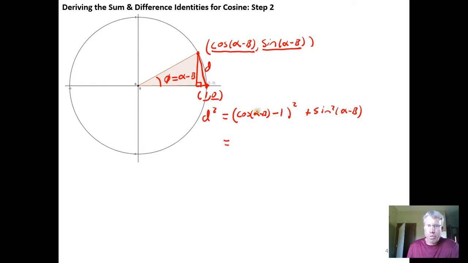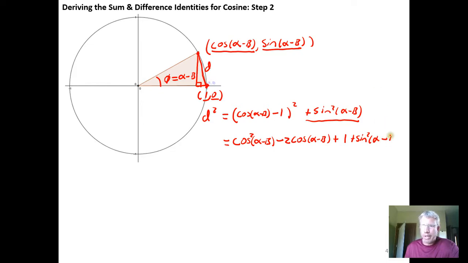And just like before, we're going to square this out and simplify a little bit. So I'm going to get cosine of alpha minus beta times itself, so it'll be squared, minus 1 times the cosine of alpha minus beta will happen 2 times, so we'll get 2 cosine alpha minus beta. We always get the middle term twice when we square something. And we get minus 1 times minus 1 is a plus 1. And then we're still plus a sine squared of alpha minus beta.